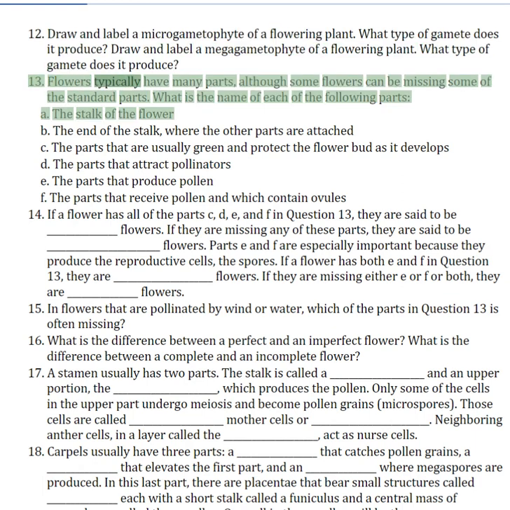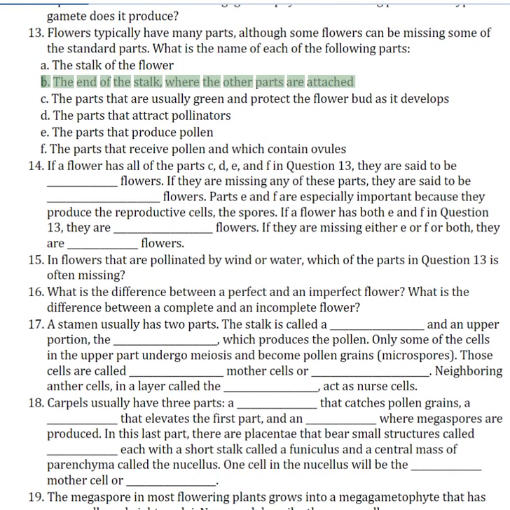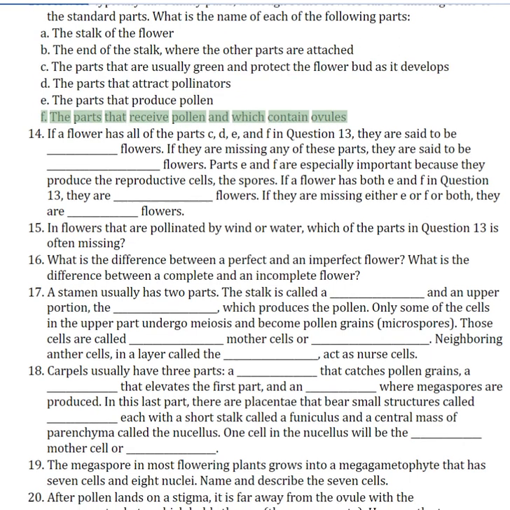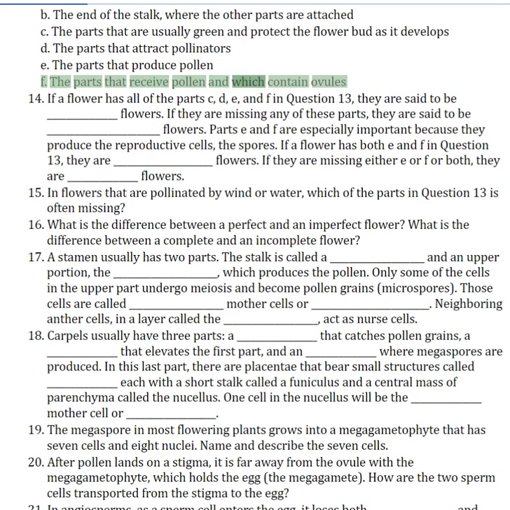13. Flowers typically have many parts, although some flowers can be missing some of the standard parts. What is the name of each of the following parts? A. The stalk of the flower. B. The end of the stalk, where the other parts are attached. C. The parts that are usually green and protect the flower bud as it develops. D. The parts that attract pollinators. E. The parts that produce pollen. F. The parts that receive pollen and which contain ovules.